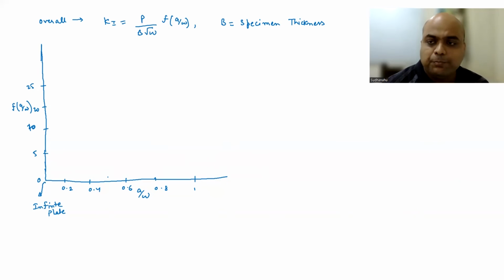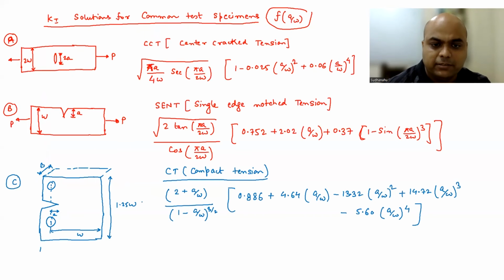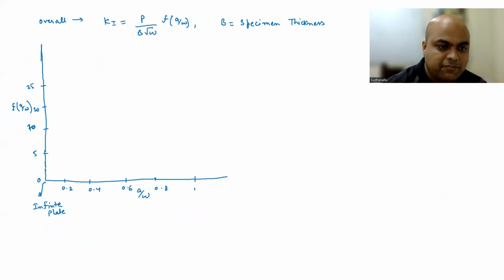So if I place a/W tends to 0 for compact tension, it is going to be nearly 2. Okay. So if you see this equation here, if I let a/W tend to 0, all these terms will be 0. Right? So it will be 2 times 0.886. Okay. So it will be roughly 2. So it will be somewhere here, the value for compact tension. And then it is going to increase.